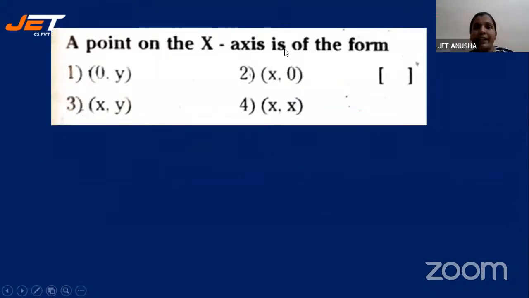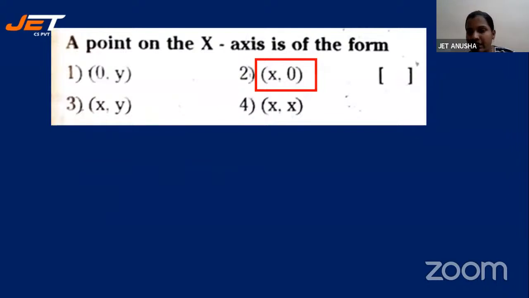See here, a point on the x-axis is of the form. Just like the first question, this question is. So let's see who will give me the correct answer. Avinash gave me 1, Akhil 2, Maunika 2, Sarvesh 2, Pavani 2, Ashwin 2, Jessica 2, Akshaya 2. So almost everyone is giving me the answer as 2. So let's see what is the correct answer. Yes, 2 is the correct answer.